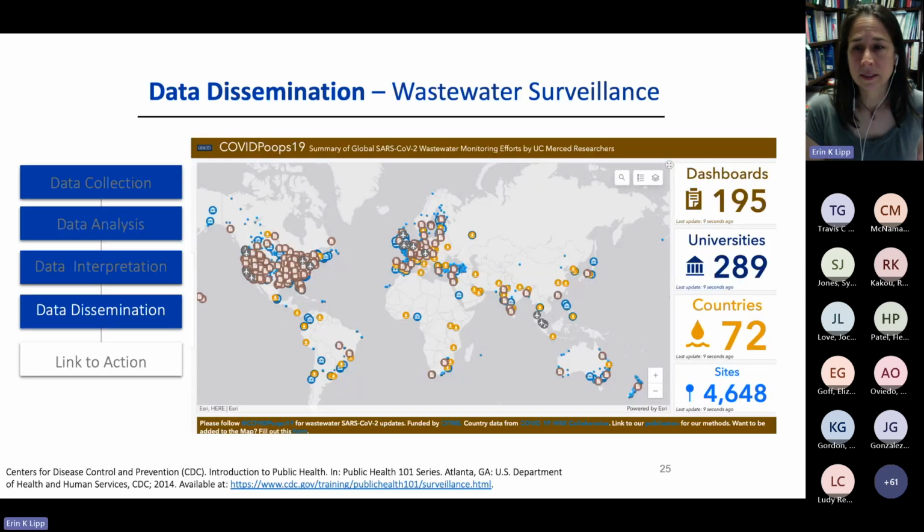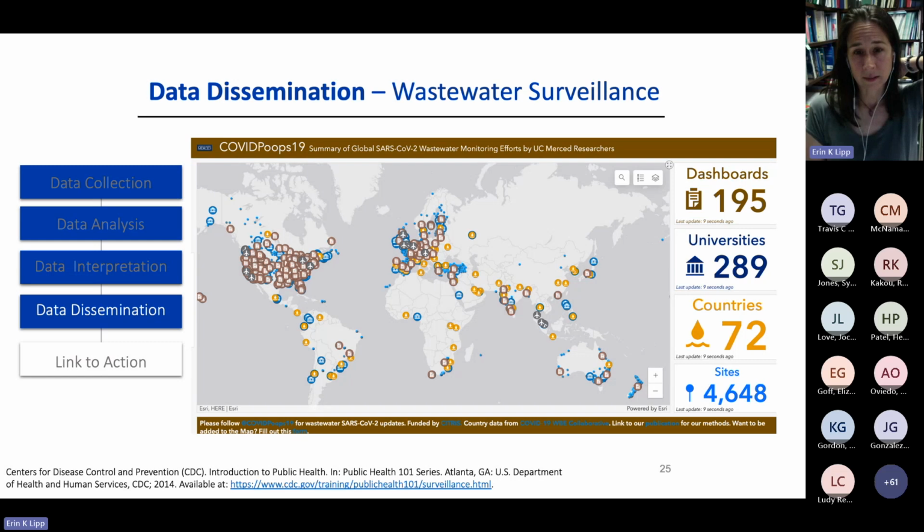So now we get into the data dissemination phase. This specifically is how you get the information out, and really where the uptick in using wastewater-based surveillance started was the idea of using dashboards.